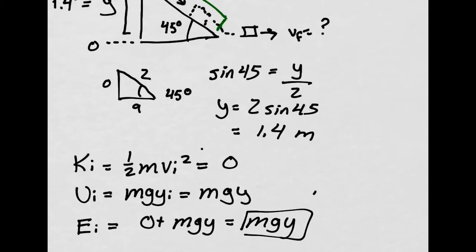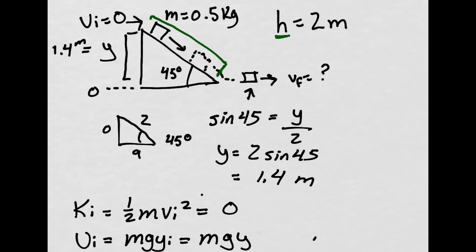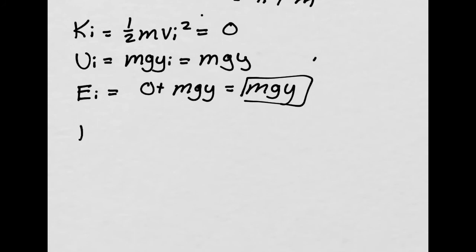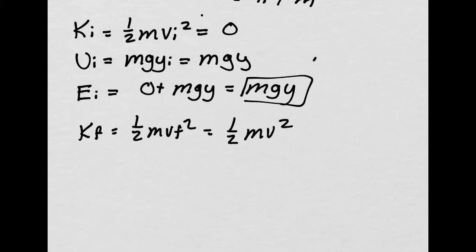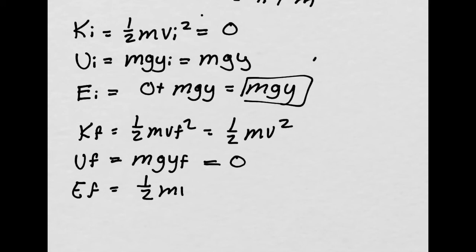If we go back to our problem, down here, we have an unknown v final. We're going to just call it v. We also know our height. Y final is 0, because it's on the ground. We define this point here to be 0. So, we have the kinetic energy final is 1/2 m v final squared, which is our unknown, 1/2 mv squared. U final is mgy final, but that's just 0. So our final energy is 1/2 mv squared.